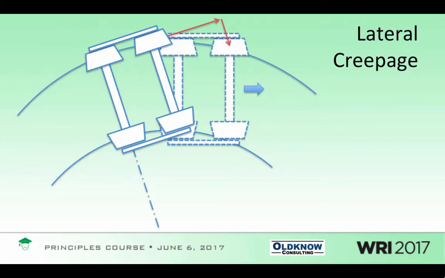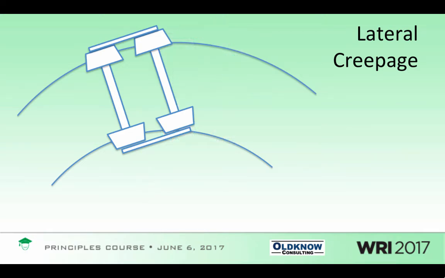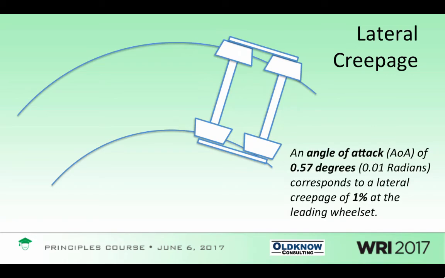In addition to longitudinal creepage, we can think about lateral creepage. Now looking here at a two-axled vehicle as it negotiates a sharp curve, we can see that the trailing axle tends to stay radially aligned with the curve, while the leading axle develops an angle of attack. Because of that angle of attack, for each unit of forward motion, the leading axle has to slide just a little bit sideways, creating a relative motion again between the wheel and the rail at the interface. For example, at an angle of attack of 0.57 degrees or 0.01 radians, we would get a lateral creepage of 1% at the leading wheel set.